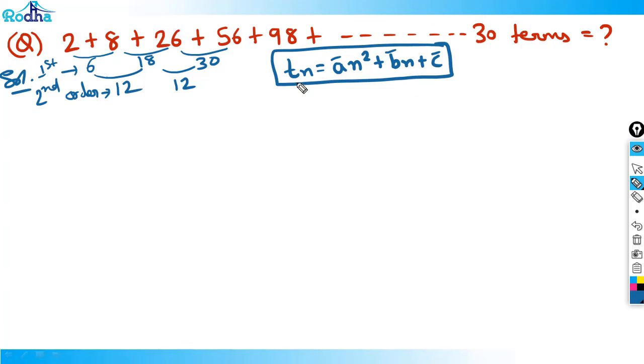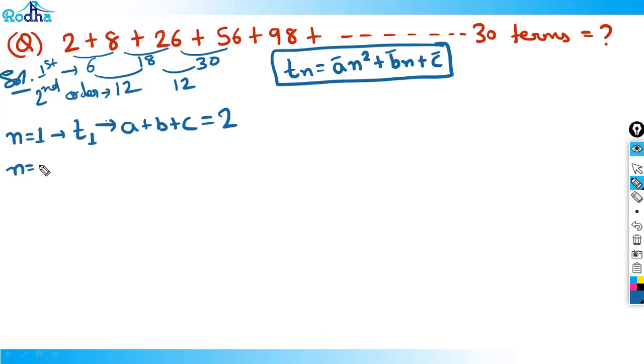So what I'll do here, I'll put n equal to 1. At n equal to 1, the term becomes t1. And what is t1 here? a plus b plus c. In this equation, you put n equal to 1, a plus b plus c. What is t1? t1 is 2. So my first equation is a plus b plus c equal to 2.